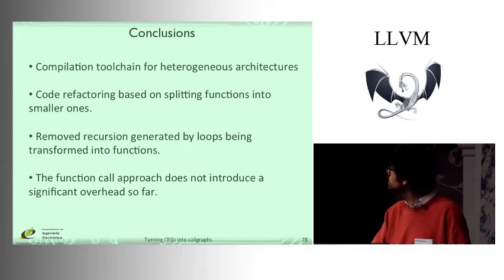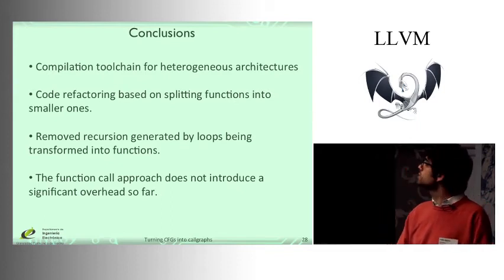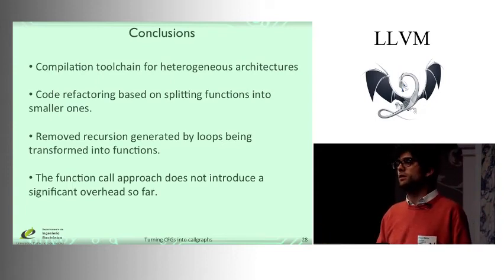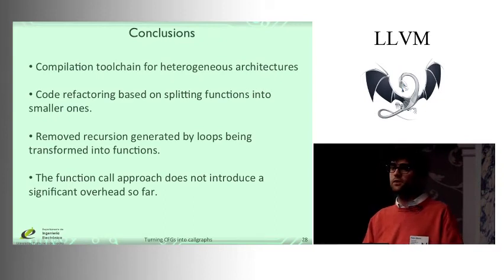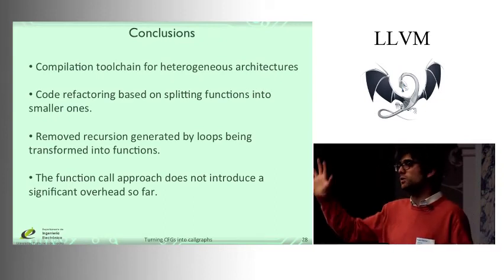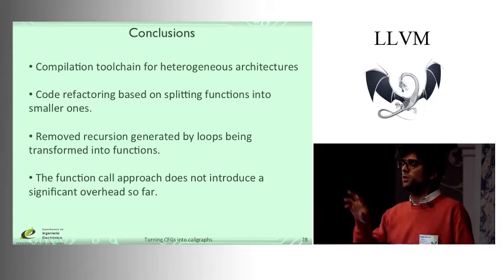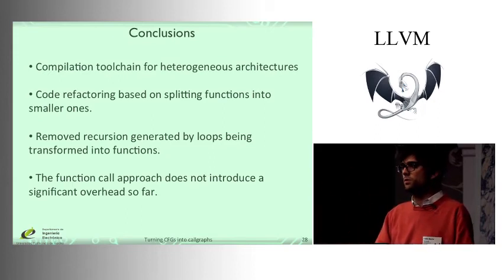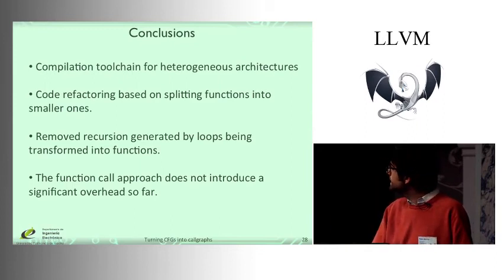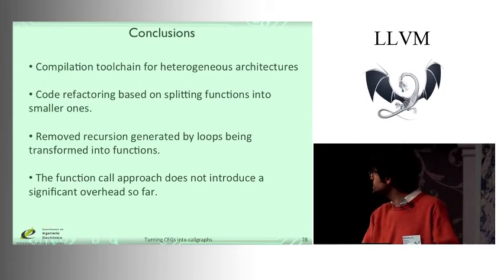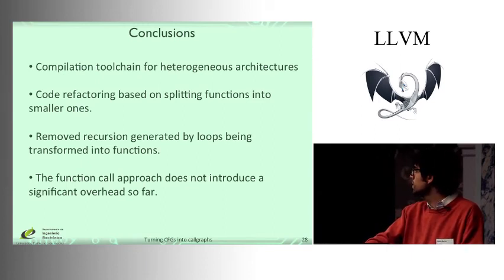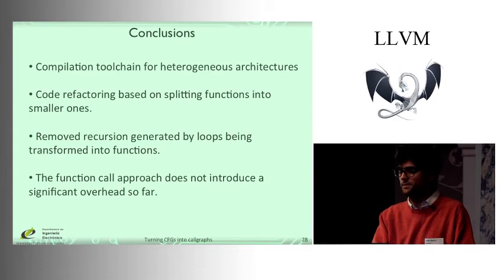So as the conclusions, I would like to point out that we have a compilation toolchain, a skeleton with limited functionality, but that it works well for what it's doing now. For heterogeneous architectures, we refactor the code based on splitting functions into smaller ones. This is turning control flow graphs into smaller control flow graphs with calls between them. We remove the recursion generated by loops, and the function call approach does not introduce a significant overhead.